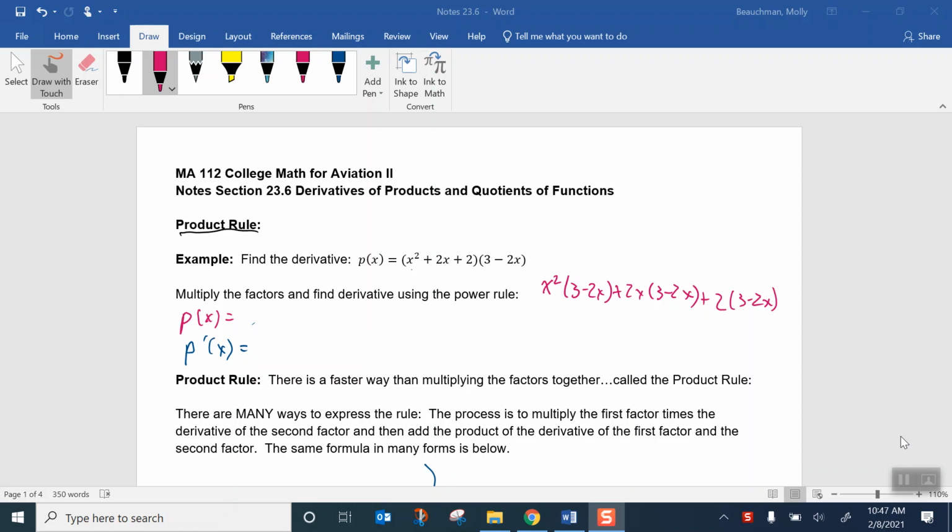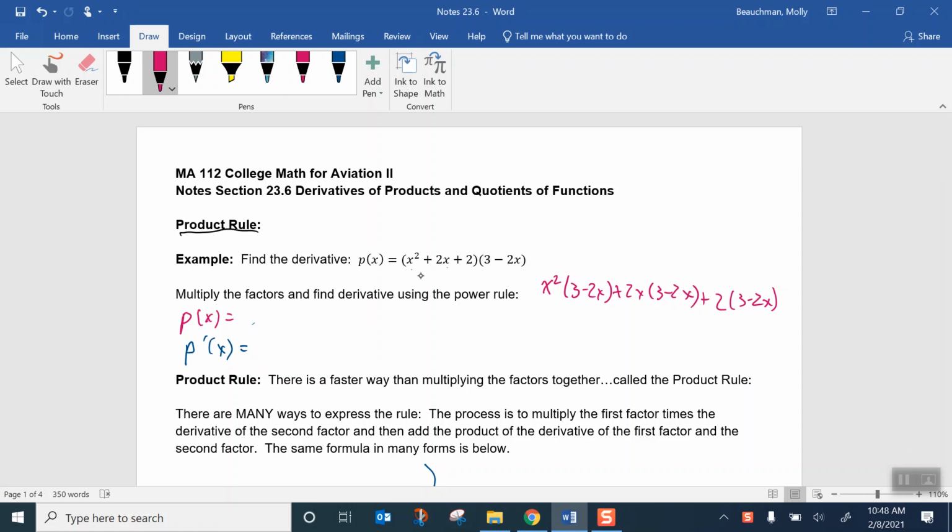In this video, we'll take a look and see how to find the derivative of products and quotients of functions. So the first derivative rule that we'll look at is the product rule. So here's an example. Find the derivative. P of x is equal to x squared plus 2x plus 2 times 3 minus 2x. Notice these are two polynomials multiplied together.